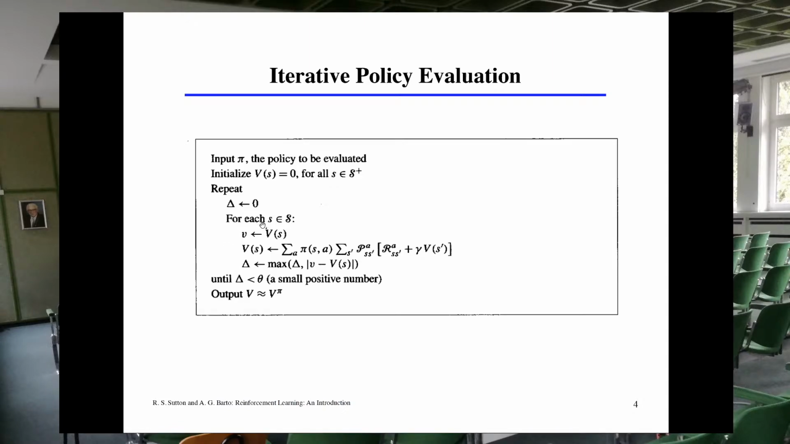You go one more turn for state 3, store the current value of state 3, update the value of state 3, and then you check again. If the change that state 3 suffered is larger than the delta, you replace delta, otherwise you stay with the same delta. So after you have done this for every state, in this case 3 states, you have performed a complete sweep. In order to obtain the final value function, you need to complete several sweeps.